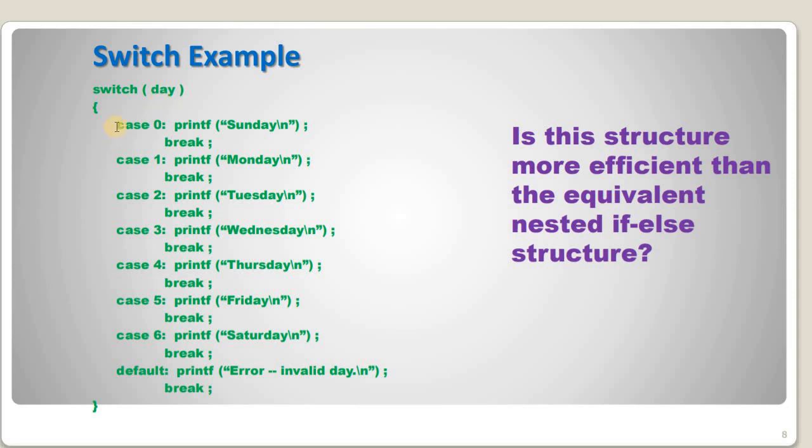So अगर हमारा user 0 एंटर करता है तो हमारे प्रोग्राम ने प्रिंट करना है संडे. अगर हमारा यूजर 1 एंटर करता है तो हमारा प्रोग्राम प्रिंट करेगा मंडे. फॉर 2 he'll print Tuesday, for 3 Wednesday, for 4 Thursday, Friday, Saturday, till the default case will print invalid day.